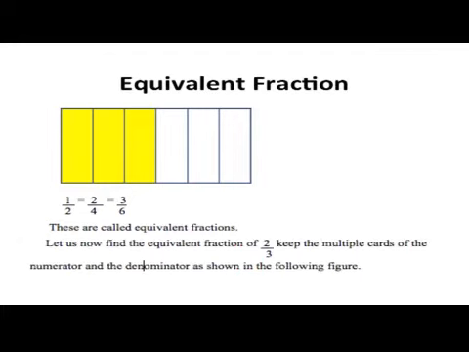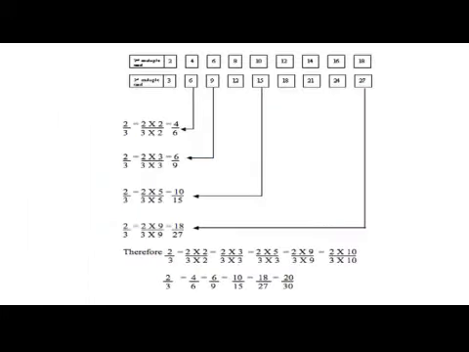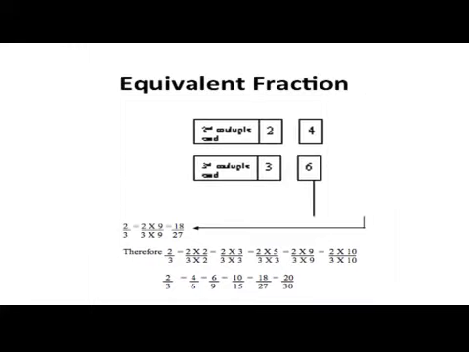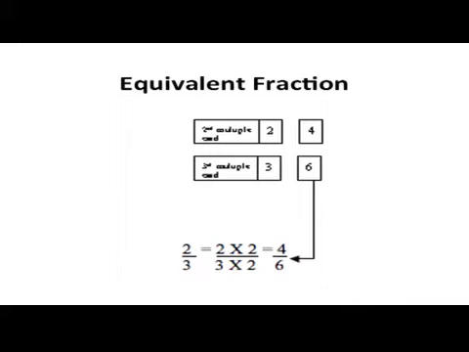Let us now find the equivalent fractions of 2 by 3. Keep the multiples of the numerator and the denominator as shown in the following figure. These fractions are called equivalent fractions. When the numerator and the denominator are multiplied by the same number, we get equivalent fractions.